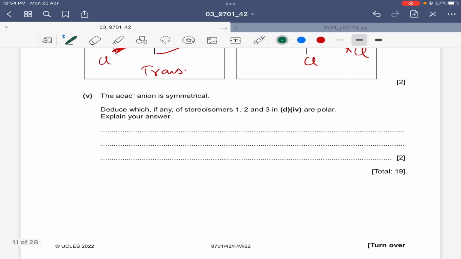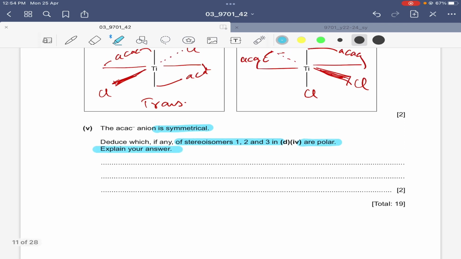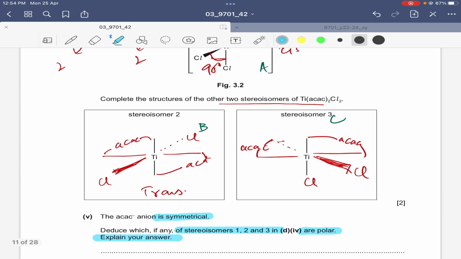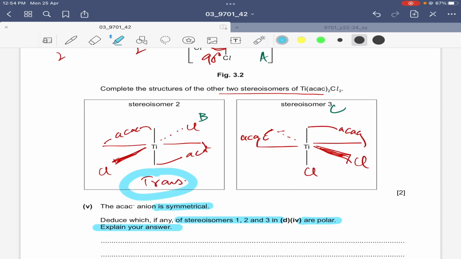Alright, and the last part of this question is the ACAC anion is symmetrical. Deduce which, if any, of stereoisomers 1, 2 and 3 are polar. Explain your answer. Which of these isomers are polar? So those isomers, a trans isomer would be non-polar. Trans isomer would be non-polar because the polarities would be cancelled out. This polarity would be cancelled out by this one, and this polarity would be cancelled out by this one because same ligands are on the opposite side.